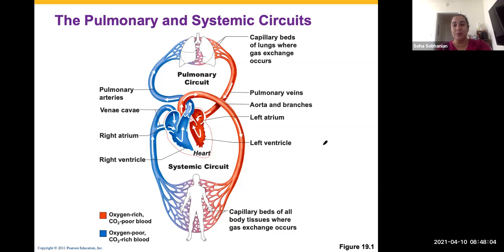Okay, so the question is, which chamber of the heart has the thickest myocardium? And again, the answer would be left ventricle, because it is pumping blood to the systemic circulation, which basically means your whole body. So it needs more muscle to create a stronger contraction force.